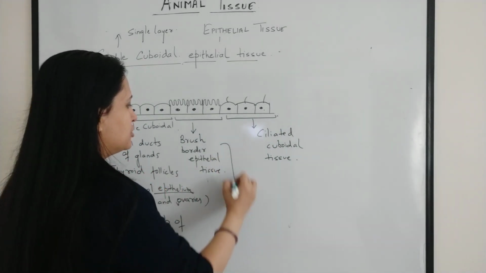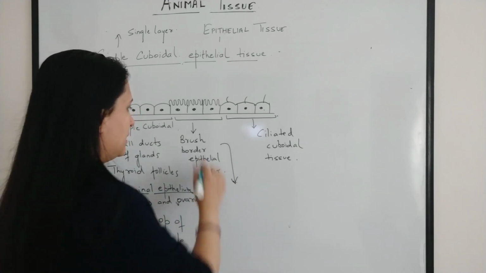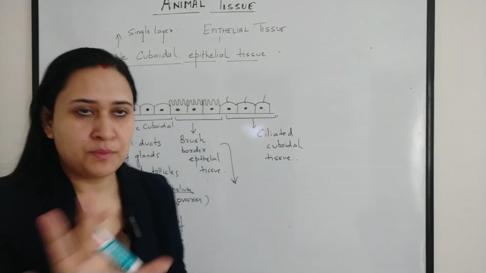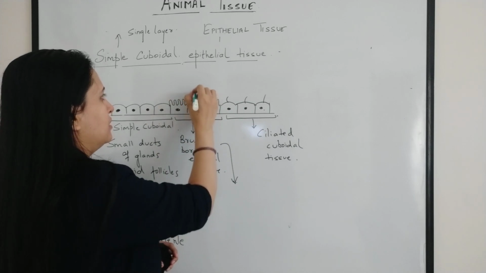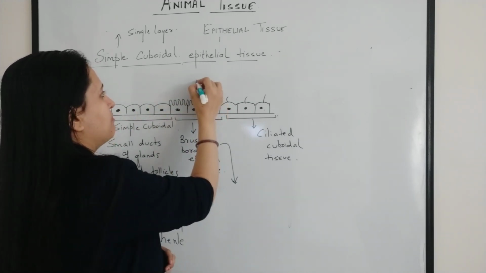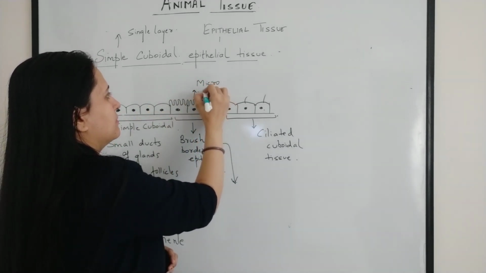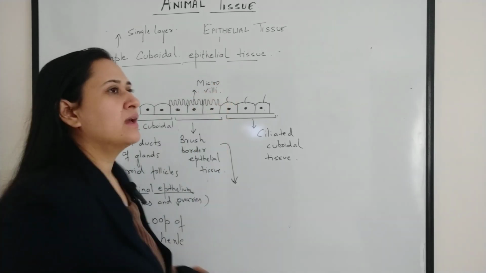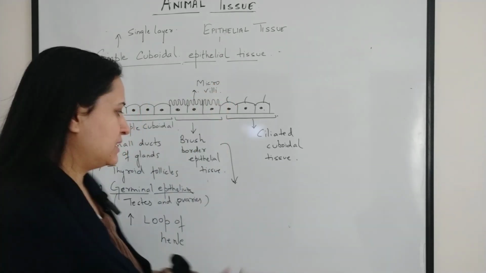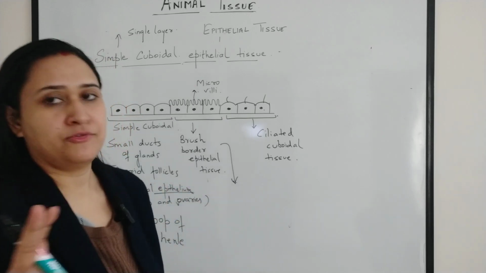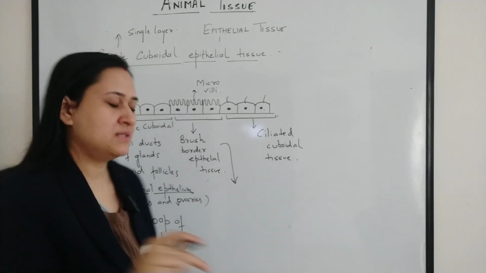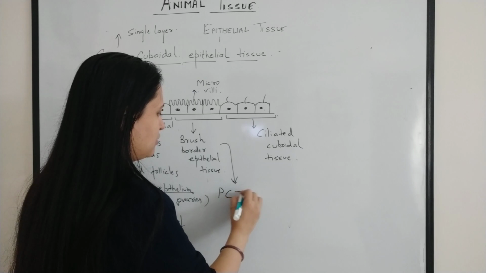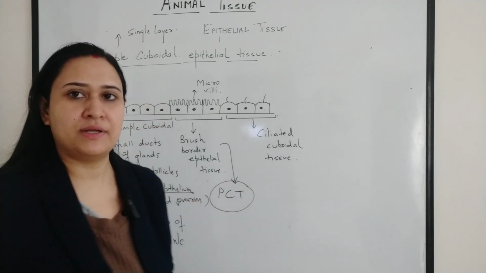Brush border epithelial tissue, because the main function is absorption of this brush border. As you can see, these finger-like projections are known as microvilli. So microvilli are found in the area where absorption has to take place. So you will find it in the nephron. The maximum absorption takes place in the PCT, proximal convoluted tubule. This is a very important point.